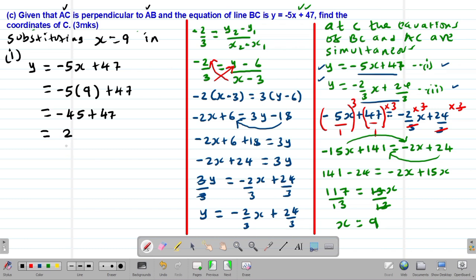Therefore, it means that the coordinates for point C, which should be represented by x, y, will be given by: my x is positive 9, whereas the value of y is actually positive 2. Therefore, C has the coordinates 9, comma 2. Remember, the same equations can also be solved using elimination methods. But for you to achieve that, you start by eliminating the fractions. The answers are going to be the same.